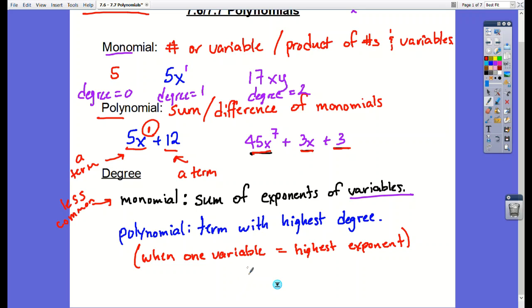It's going to be 7 or 8. Which one? Think about what we said here. 7. Highest exponent, that's it. You're looking at the term with the highest degree. So this term right here has degree 7. So this has degree 7.